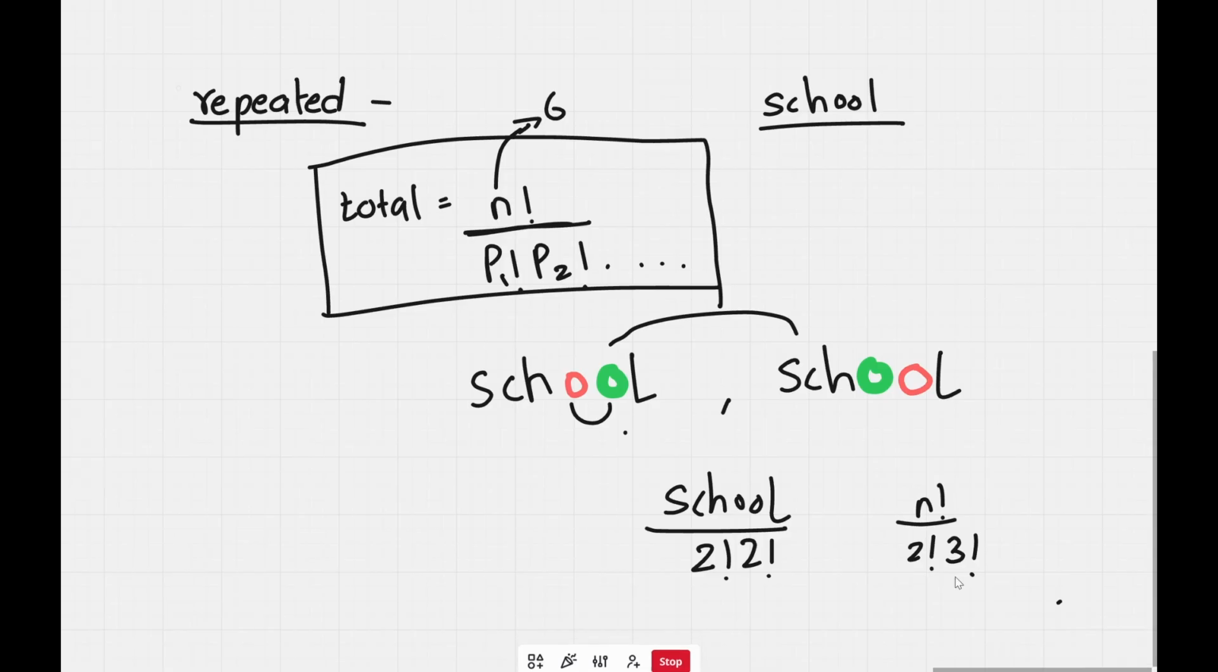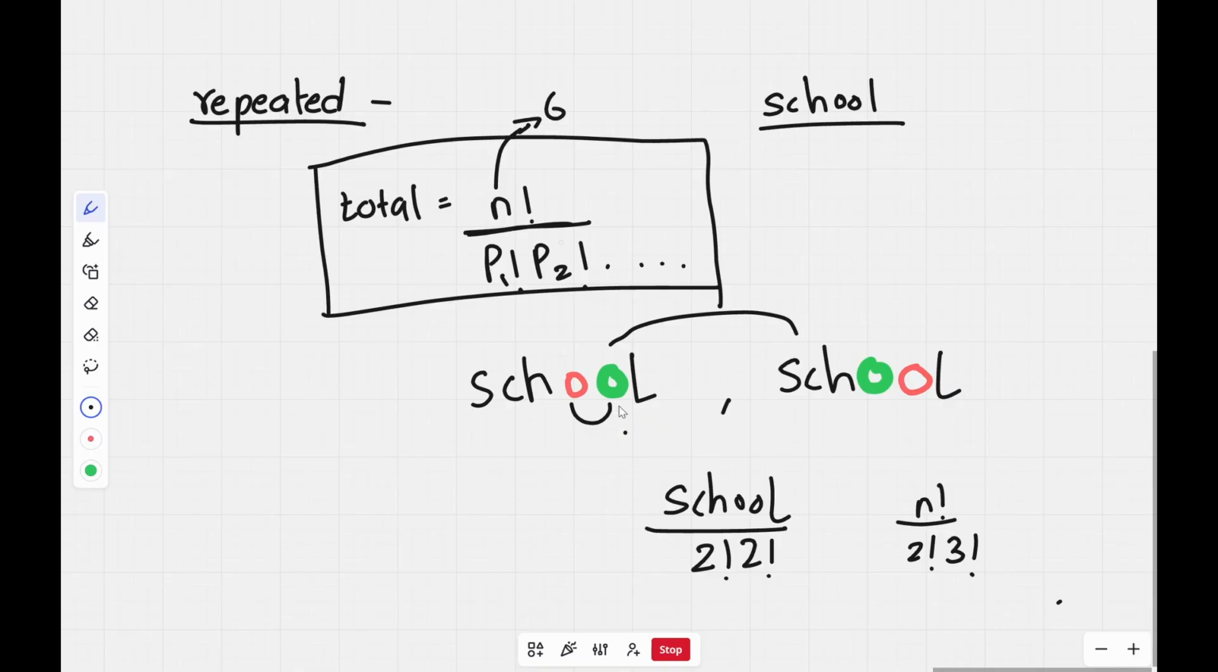Now we'll see an example question in which there are different letters repeating different times, so it would be easier for you to understand it. But till now, just remember the formula is this.